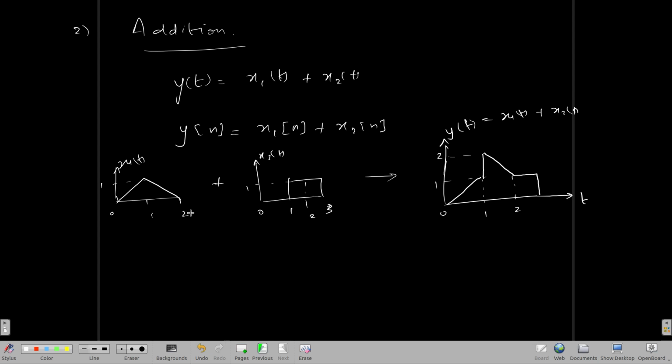Okay, here from 0 to 1, x1 has a non-zero value, but x2 is 0. Before 0, both of them have zero value, so you don't have to find. Similarly, after 3, both of them are 0, so you don't have to look at that, right? So that is signal addition.